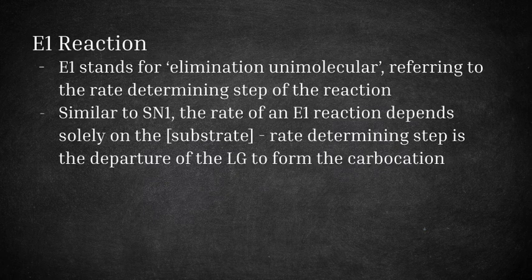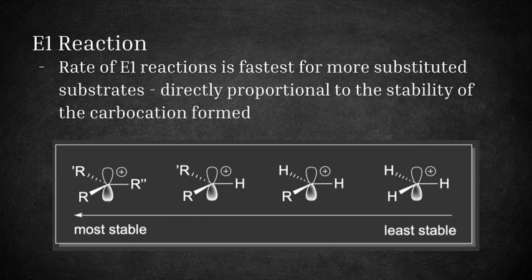Similar to SN1 reactions, the rate of an E1 reaction depends solely on the concentration of the substrate, with the rate-determining step being the departure of the leaving group to form a carbocation intermediate. Experimentally, the rate of E1 reactions is fastest for more substituted substrates, as the rate is directly proportional to the stability of the carbocation formed. Tertiary substrates react faster than secondary substrates, which in turn react much faster than primary substrates, because more substituted carbocations are better stabilized through inductive effects.